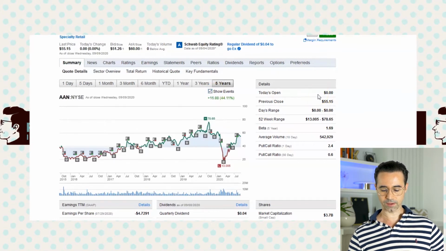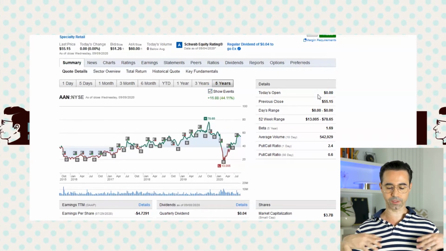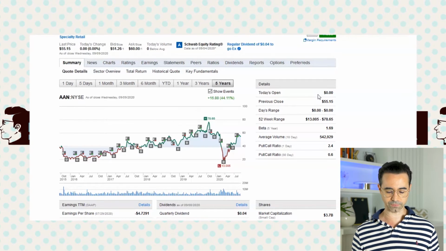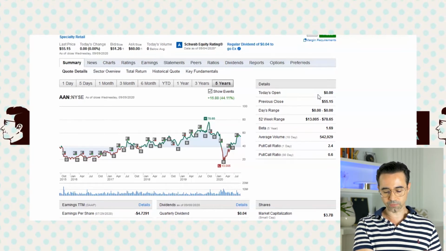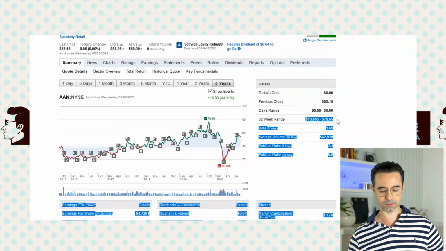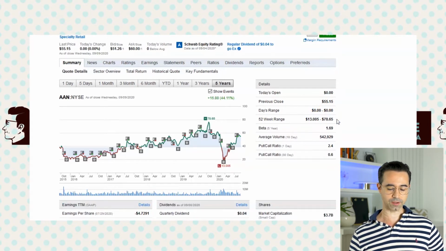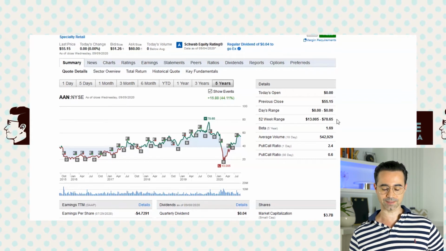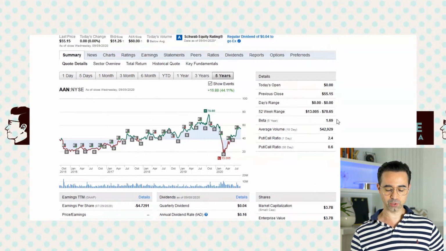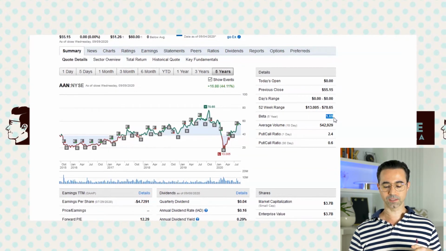And then on the right, you have just the details. You have the open, you have the previous close, the range for the day, the 52-week range. So how has the stock traded over the past year? This has been a giant, widely swinging stock. 13 was the lowest the stock got to, up to 78, okay? So huge difference. So over here we have beta at 1.69.